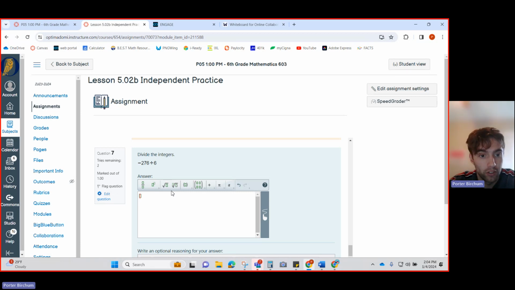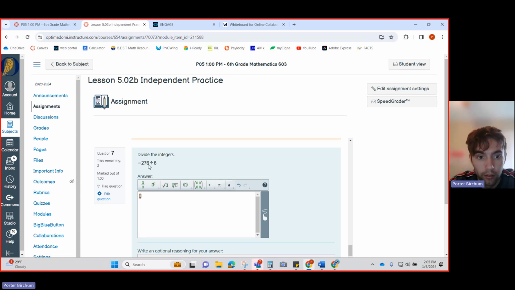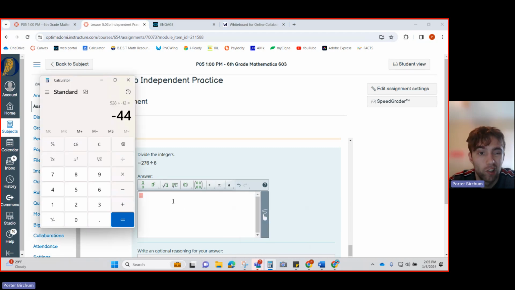If I have one negative sign or one negative number in my division sentence, my answer is going to be negative. If I have two negative numbers or two negative signs in my division sentence, the answer is positive. Here I have one negative number, one negative sign.